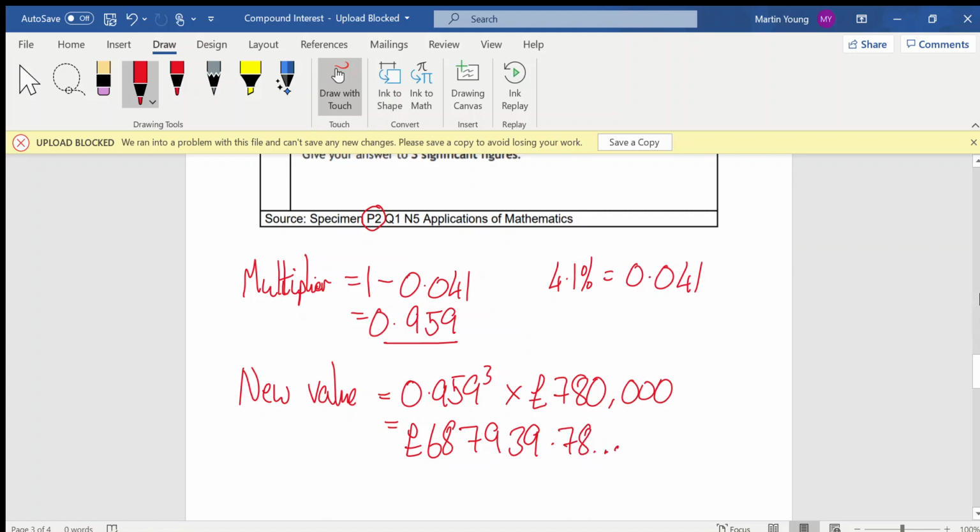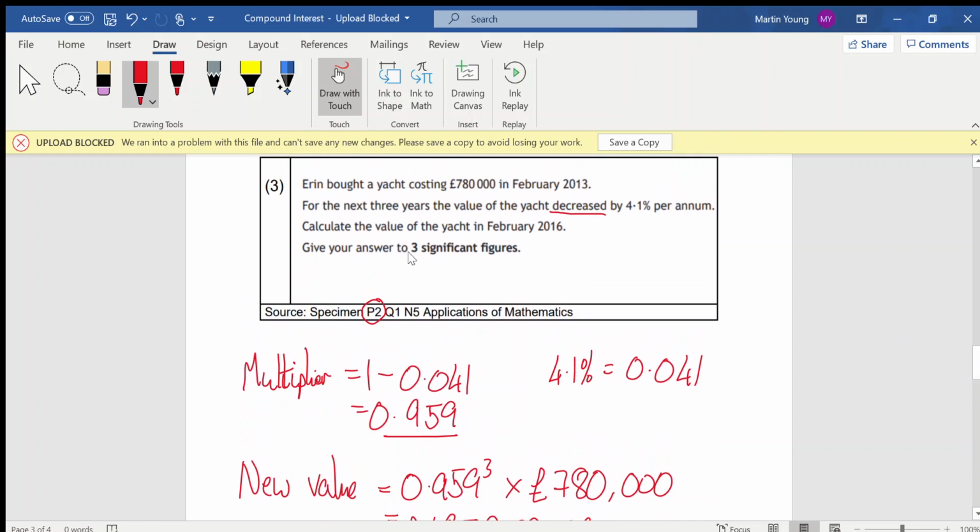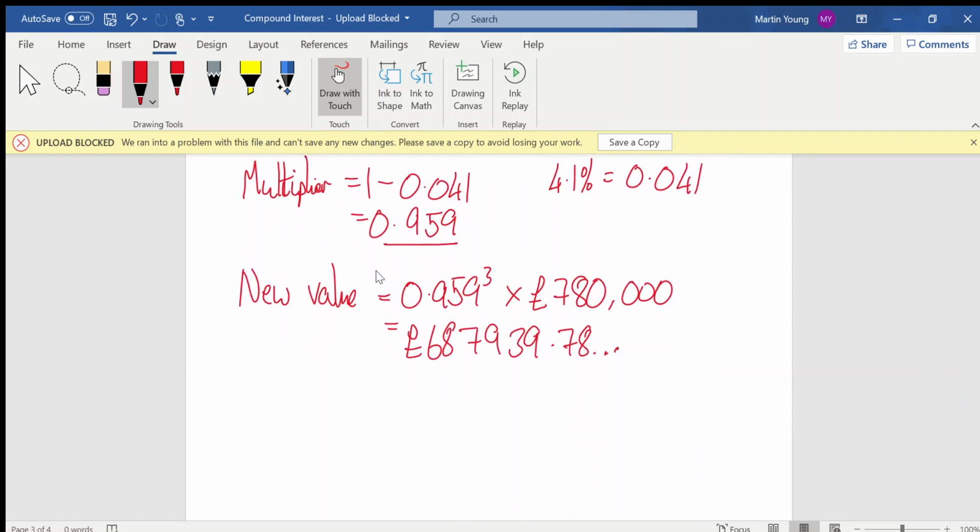We are told to round it to 3 significant figures, so let's do that. This is significant, that's significant, this is significant, so that's 3. I'm drawing the line here. It's a 9, so it's going to round this 7 up to an 8. So it's going to be 6, 8, that 7 becomes an 8, and then the rest is going to be zeros. So that there is that rounded to 3 significant figures.